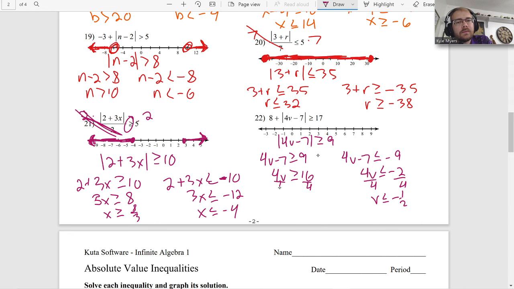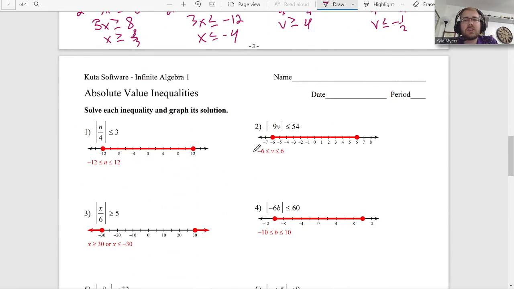Divide by 4. V is greater than or equal to 4. Here's 4. -1/2 is going to be like right here. And there we go. There's that solution. All right. So that is all of the questions on this worksheet. But don't go just yet. I want to show you one more thing.